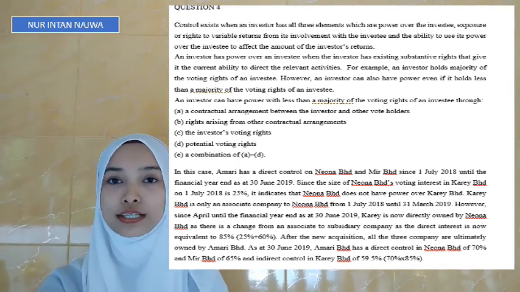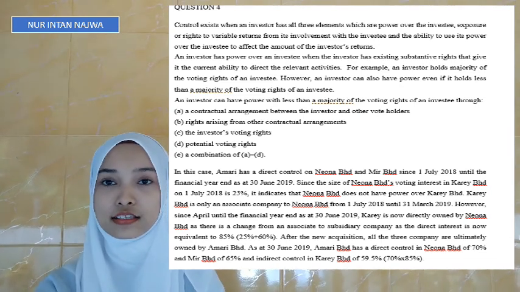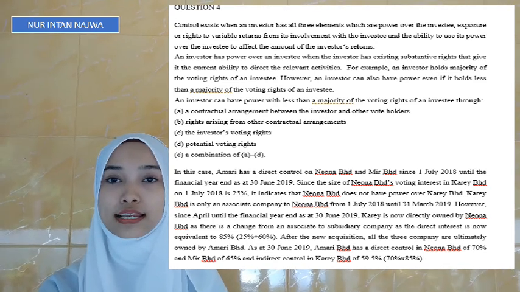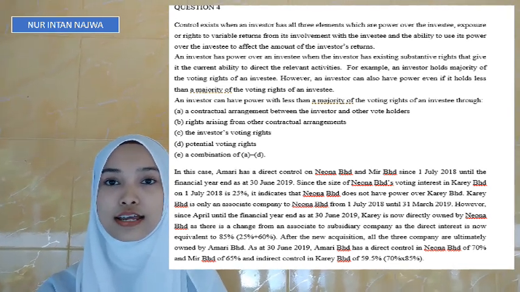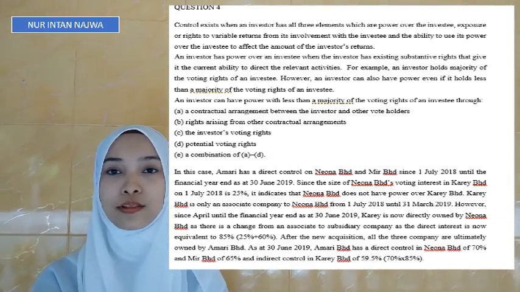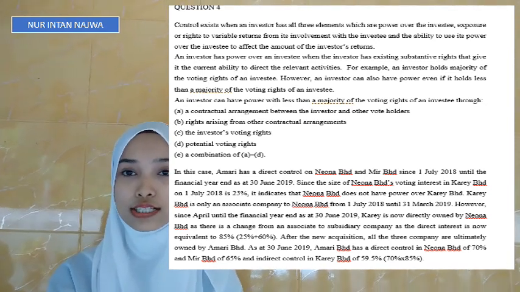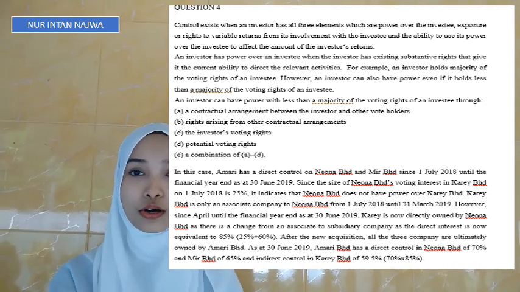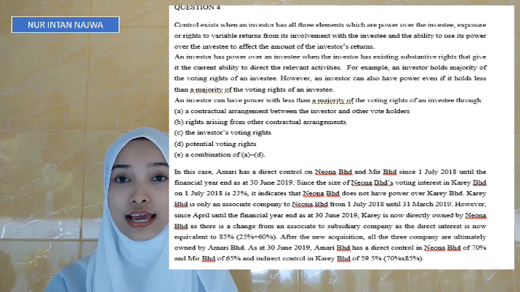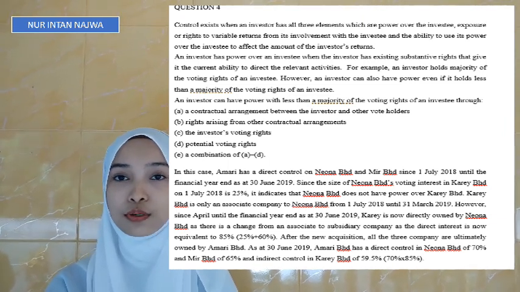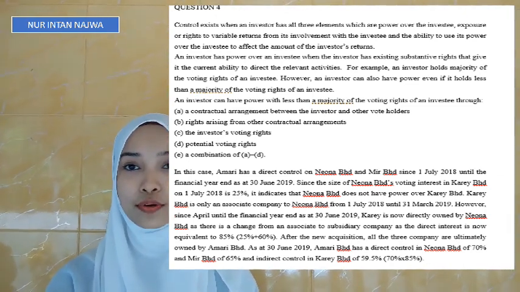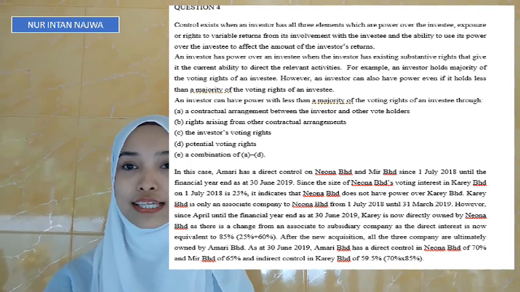However, since April until the financial year end as at 30th June 2019, Kari is now directly owned by Niona Berhad as there is a change from an associate to a subsidiary company, as the direct interest is now equivalent to 85%, which is 25% plus 60%. After the new acquisition, all the three companies are ultimately owned by Amari Berhad. As at 30th June 2019, Amari Berhad has direct control in Niona Berhad of 70% and Mir Berhad of 65%, and indirect control in Kari Berhad of 59.5%, which is 70% times 85%.